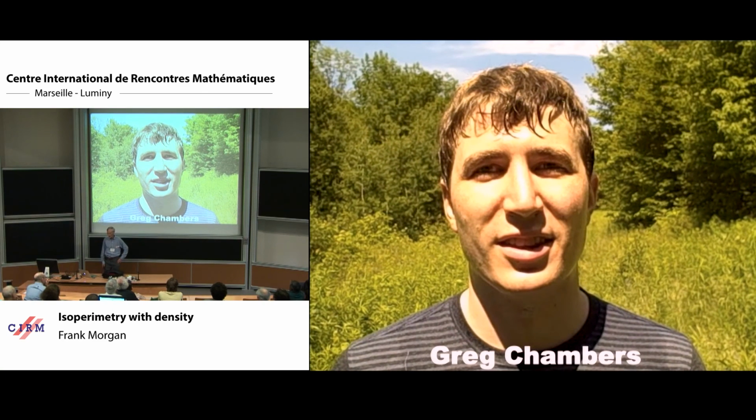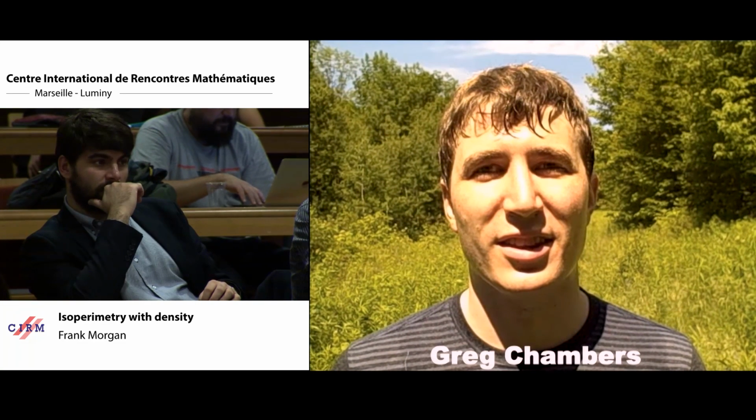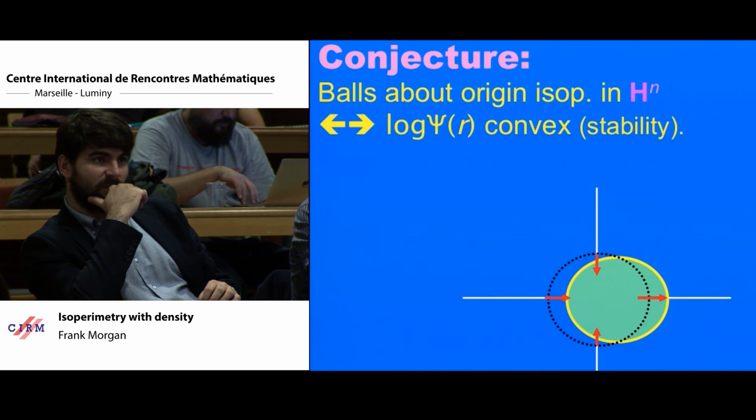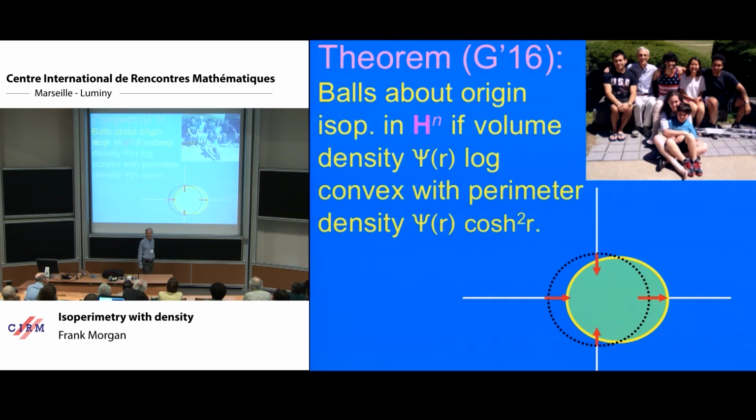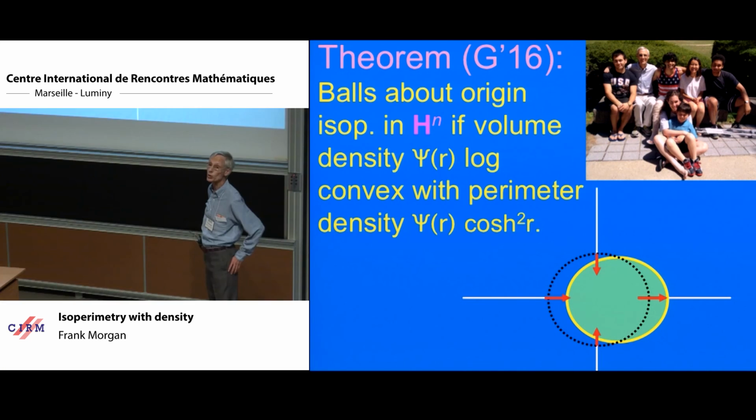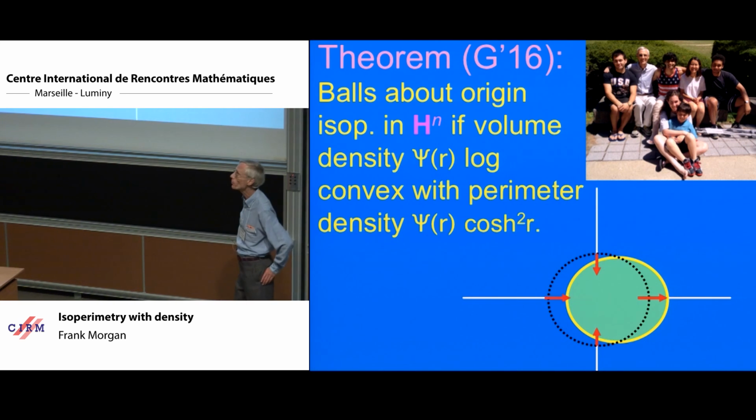Yes, well said. So that's proved in Euclidean space. You could ask, here's a similar conjecture, does the same result hold in hyperbolic space? Again, the stability condition is that the log of the density is convex. This is an open question. I actually had my students working on this past summer, and they got a result in that direction with different volume and perimeter densities. Sometimes you're allowed to do that. The volume density was anything that was log convex, but the perimeter density had an additional factor of cosh squared thrown in to help their proof along.